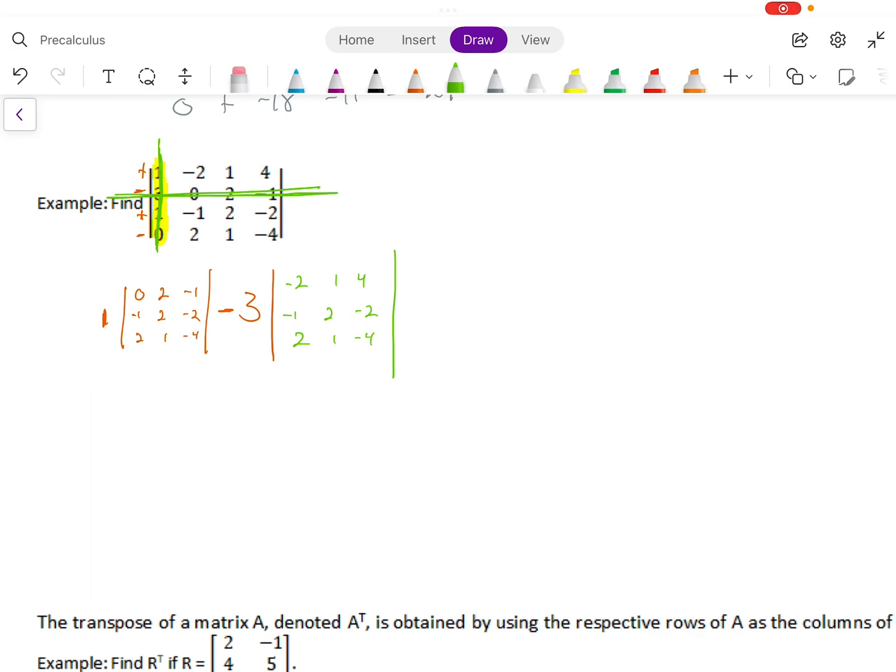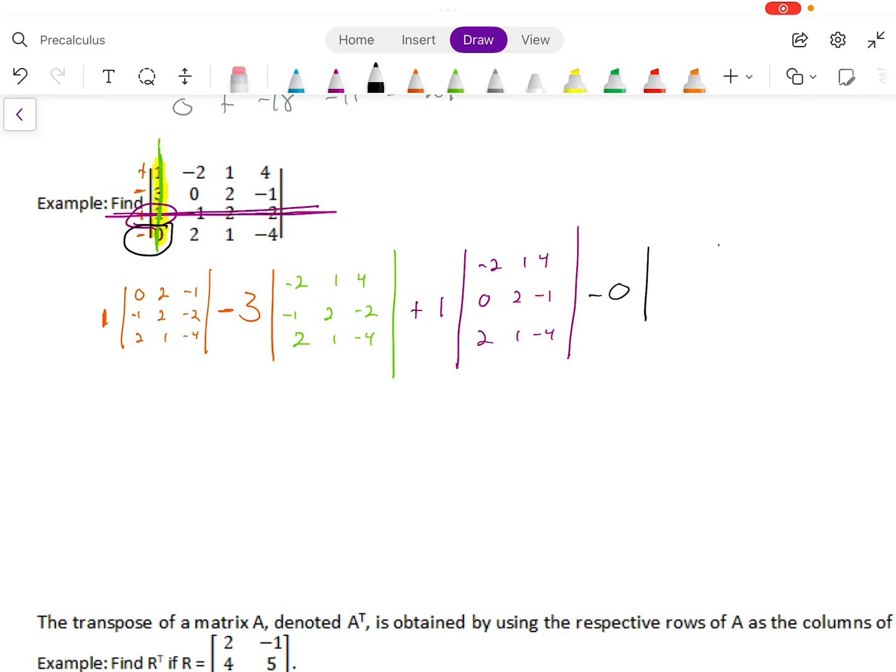And then we're going to come down to the 1. It's going to be a plus 1 times its cofactor. And so what I'm going to do here, hopefully, is cross out the row and this column, and we're left with another matrix that's -2, 1, 4, 0, 2, -1, and 2, 1, -4.